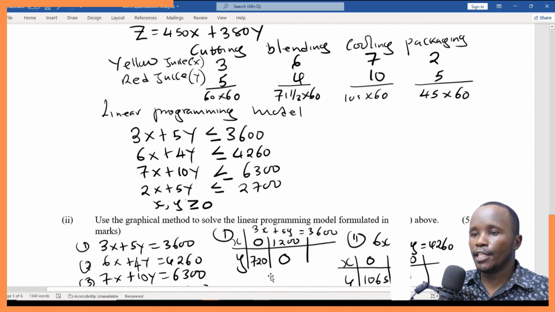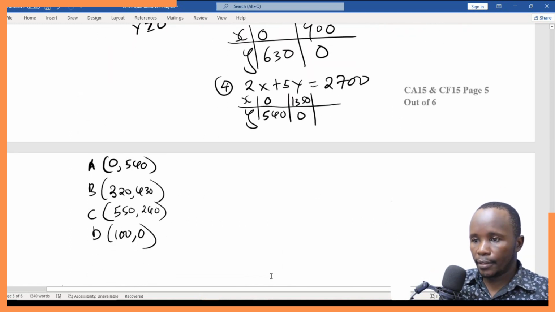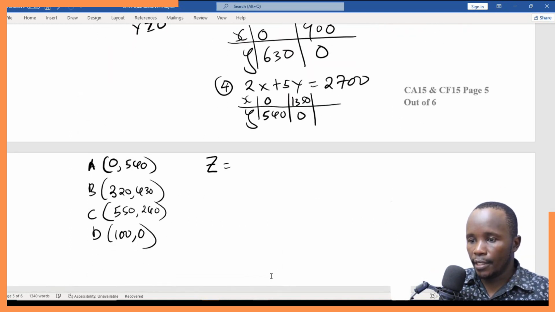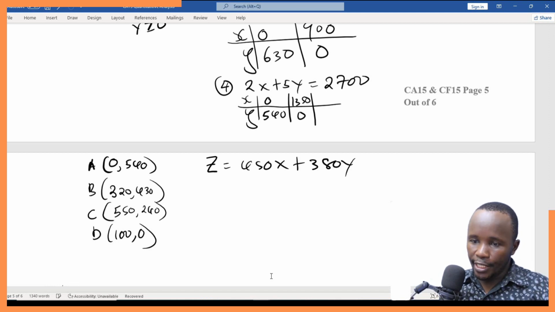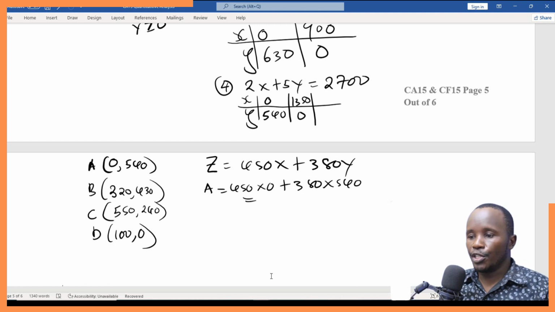Our objective function was Z is 450x plus 380y. We test which one is going to give us maximum. Start with 0, 540. A will be 450 times 0 plus 380 times 540. What do you get here? 450 times 0 is 0. We go to 380 times 540.